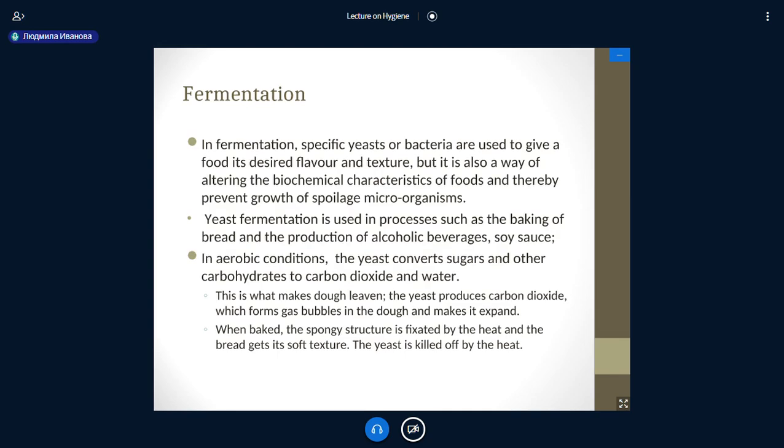Fermentation. You can go through these slides and read them. What is fermentation? And remember, there are specific yeasts and bacteria to give a food its desired flavor and texture. It's used in bread, in cheese. Yeast fermentation is used in processes such as baking of bread and production of alcoholic beverages. Soy sauce is also made this way. In aerobic conditions, the yeast converts sugars and other carbohydrates to carbon dioxide and water.